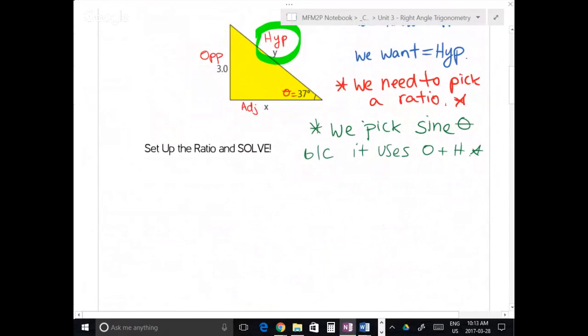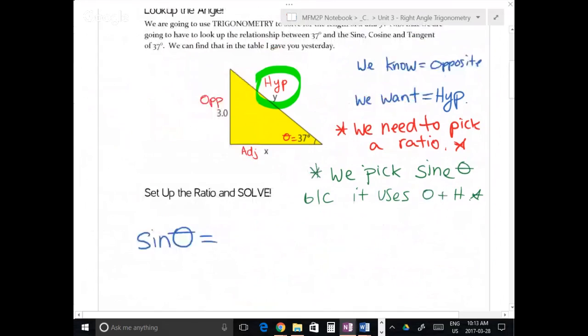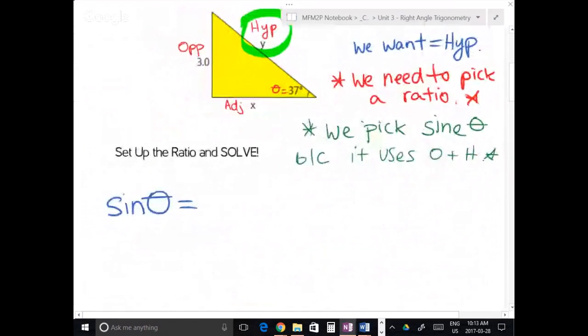Okay, so we're going to set up the ratio. Now, which ratio did we pick? Sine. So we're going to say that sine theta is equal to... What is that last one? It's green. It says we pick sine because it uses the opposite and the hypotenuse. So sine theta, and what does sine theta always equal? What over what? Opposite over hypotenuse.